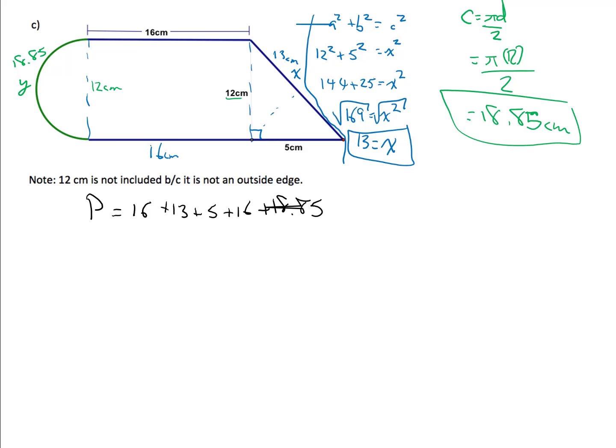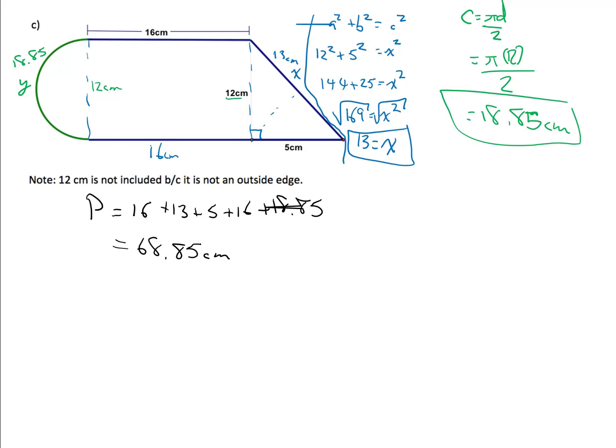Notice that it's not along the outside. We're only counting the outer edges. So in this case, we don't add 12 into this equation. And when we add 16 plus 13 plus 5 plus 16 plus 18.85, we get 68.85 centimeters.